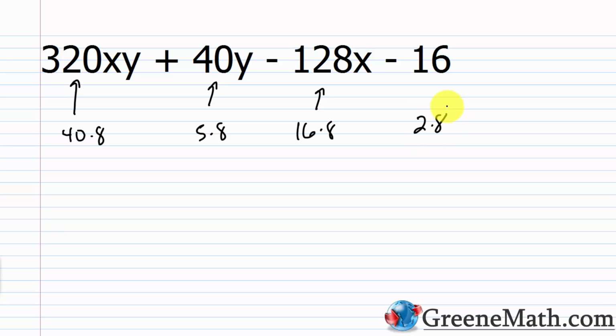So we can pull out this common factor of 8 before we even start. So in other words, this is what this would look like. I'd put an 8 out in front. I'd put some parentheses. And then I'd say, okay, well, I have 40xy. And then plus, I have 5y. And then minus, I have 16x. And then minus, I have 2.